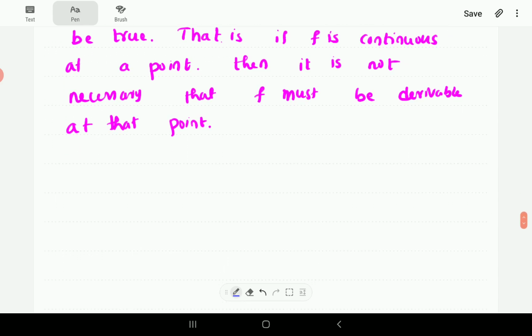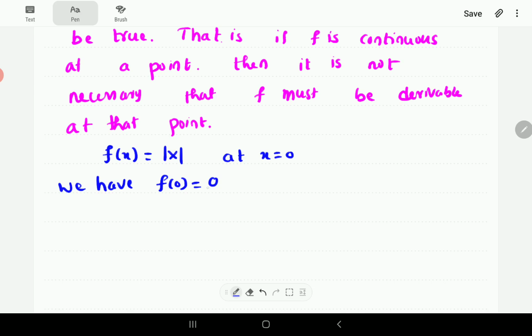So let's consider a function. Let me take the modulus function. Say f of x is equal to modulus of x, and we will consider this at the point x equal to 0. Let's understand this. Now we have f of 0 equal to 0, because it is mod 0, which is equal to 0. Now let's try to understand the left hand derivative, the right hand derivative and the continuity. First, let's see whether it is continuous.